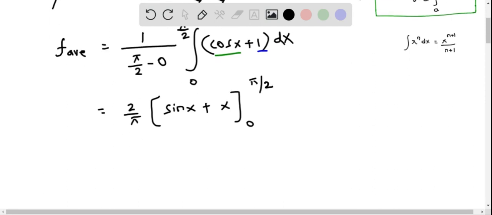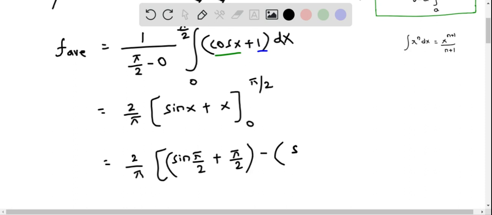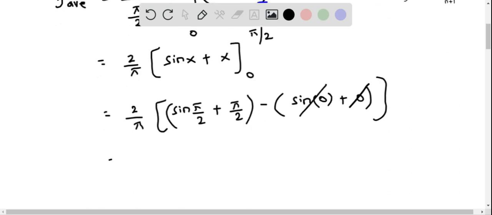So let's substitute the upper limit and the lower limit. Therefore this becomes 2 over pi times sine of pi by 2 when I apply the upper limit, plus I replace x by pi by 2, so it becomes pi by 2, minus sine of 0 plus 0 when I apply the lower limit. Sine 0 is 0, and this is 0. The value of sine pi by 2 is 1. So therefore this becomes 2 by pi times 1 plus pi by 2.